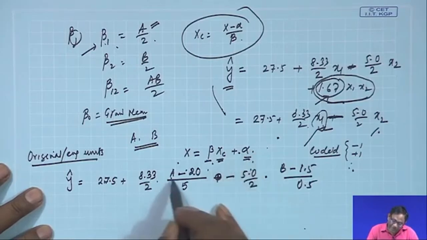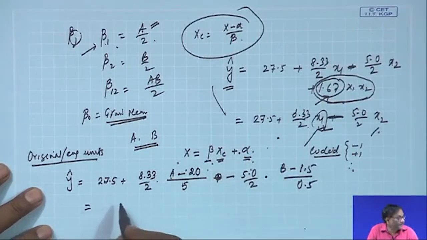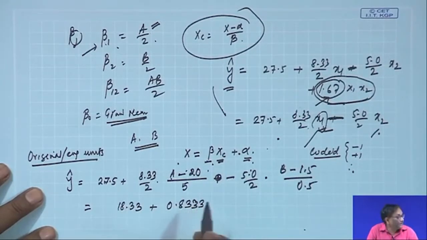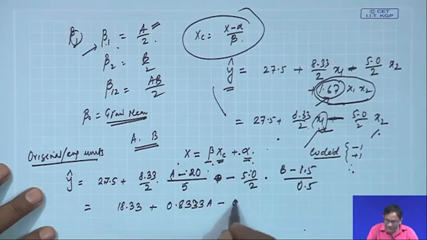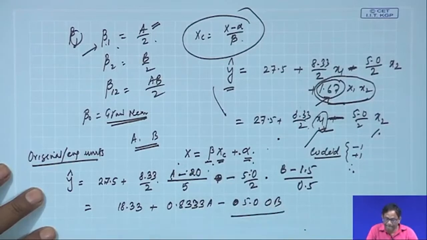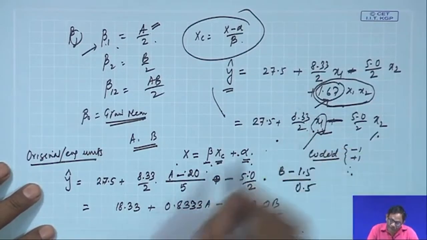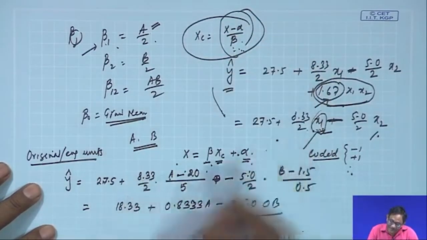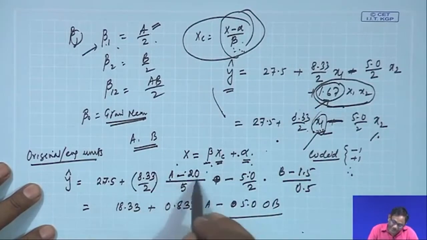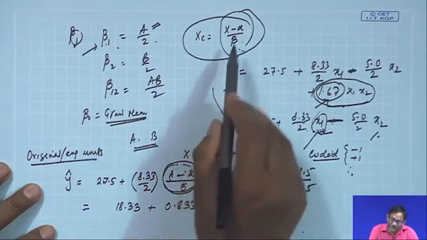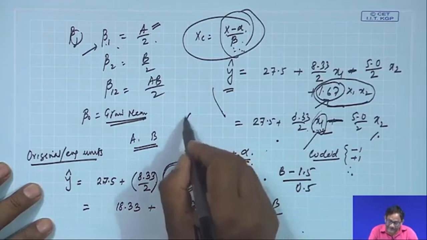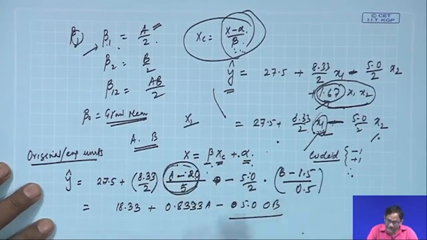0.5. So, what is happening here from coded value to original values you are getting, and if you simplify this one you will get 18.33 plus 0.8333 a minus 5.00 b. Okay. So, you have coded values. Now, you just replace this by this, that is what I have done. So, that is the beta value, and this x 1 is replaced by the original counterpart, that is x minus alpha by beta, x here I am writing a. Or you can also write x 1, absolute no, that capital X 1, but better write a, and here we are writing b. So, you are getting this.